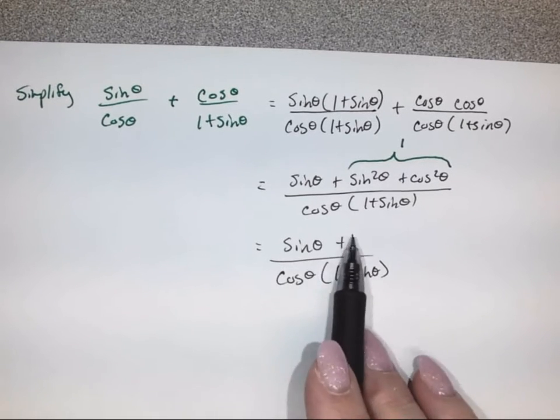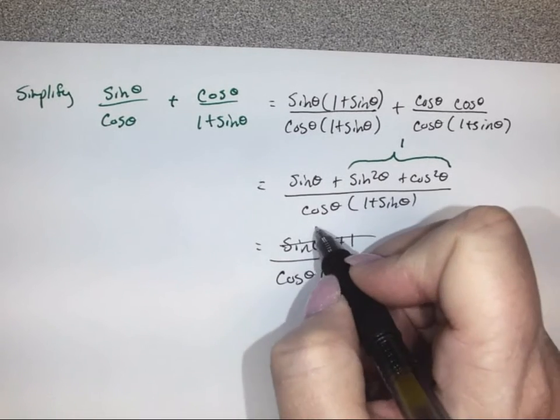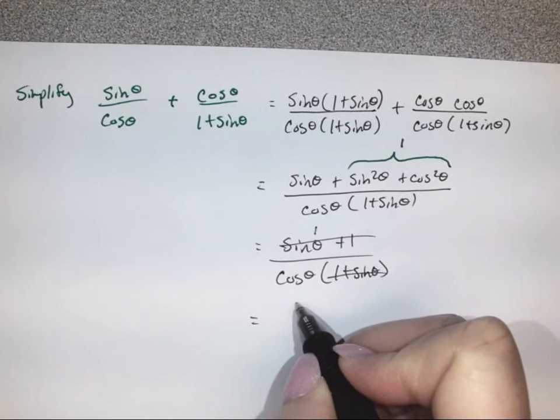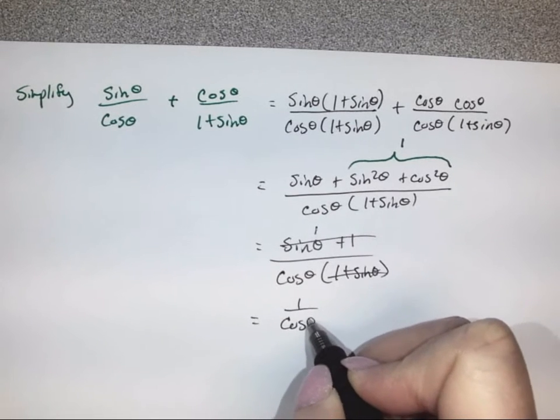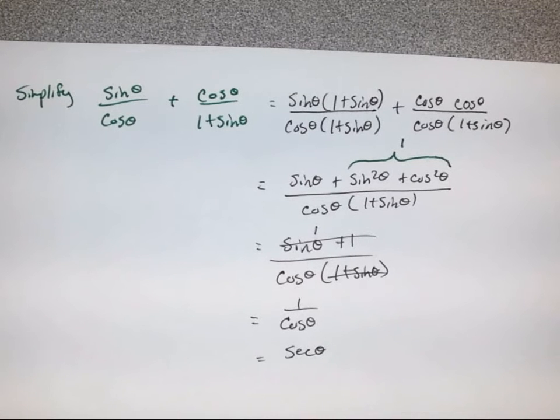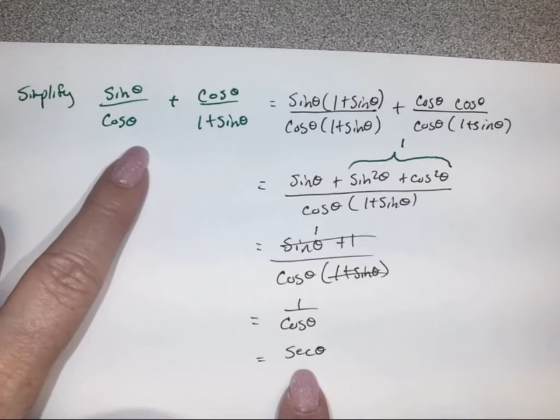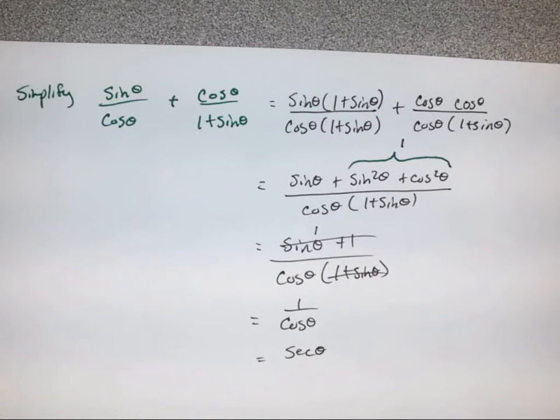All right, so sine theta plus 1 is the same thing as 1 plus sine theta, so those will cancel, leave me with a 1 on top. I end up with 1 over cosine theta, which is equal to secant theta. So again, it simplified down to secant. It will not always do that, but sometimes you'll have things that are completely different looking, but they end up being the same thing.